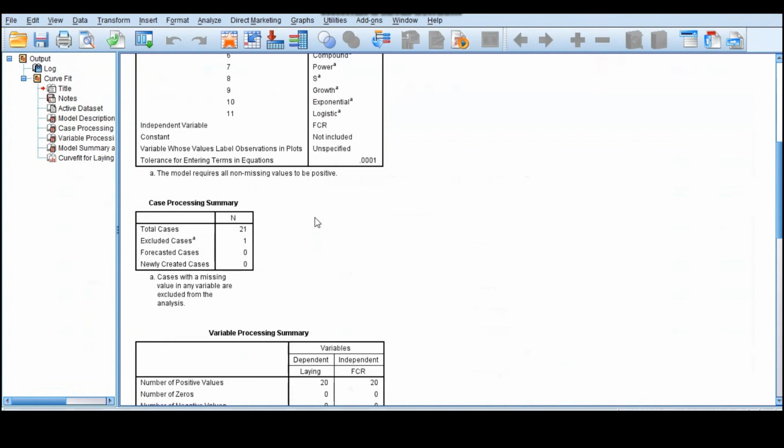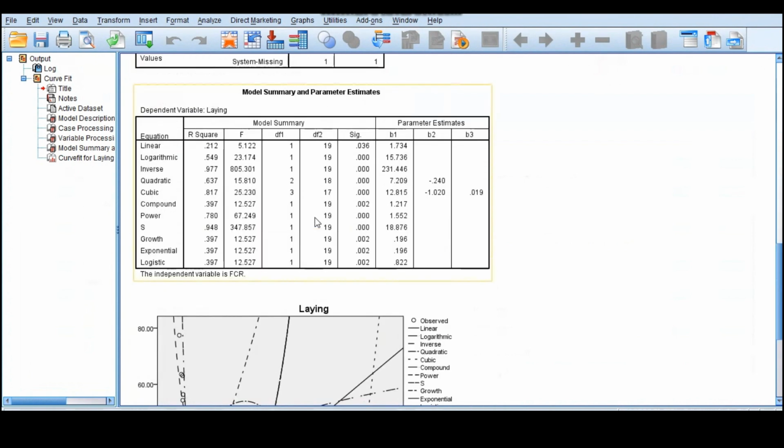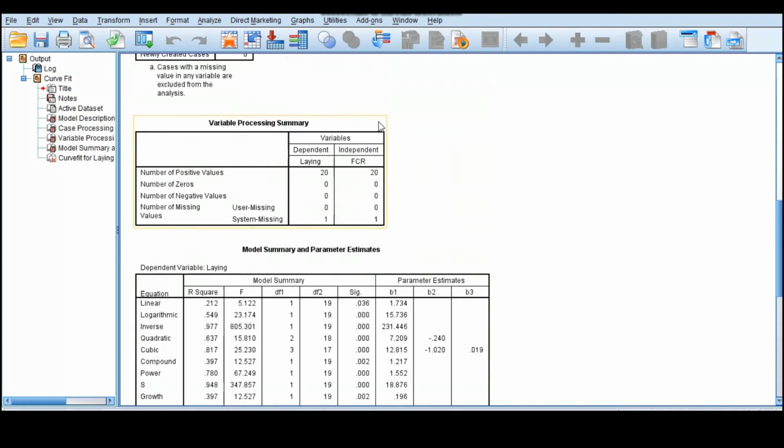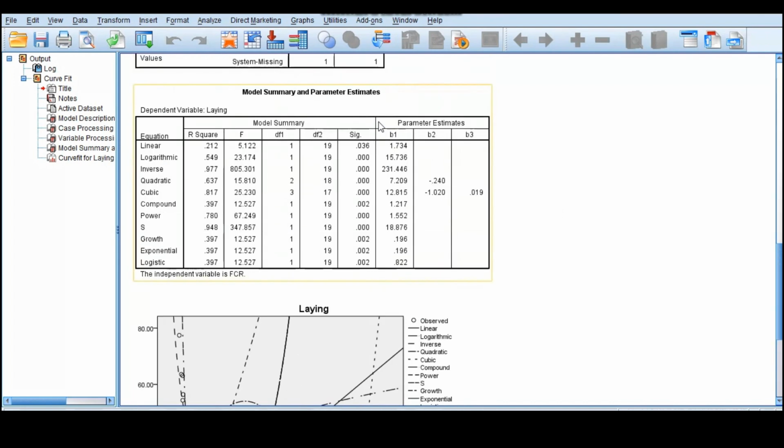Once you click OK here, you're going to get a summary. The first thing you're going to be given is the R square value, the F, the degrees of freedom, the significance, and now the parameters. Those are the parameters, B1, B2, B3. So you can see that all these models can be used to explain the variation in laying percentage.